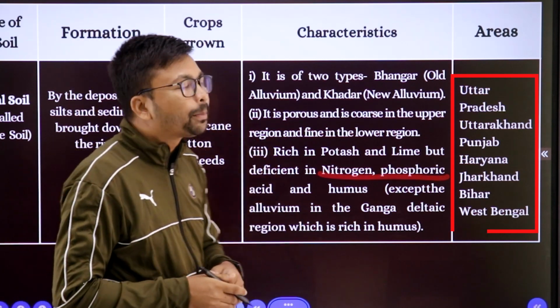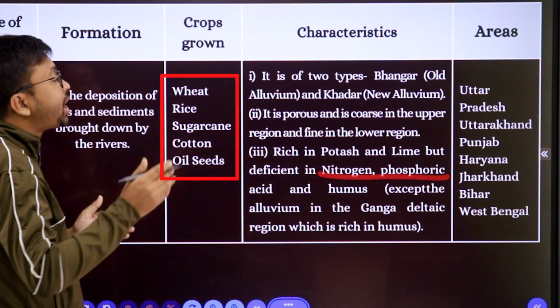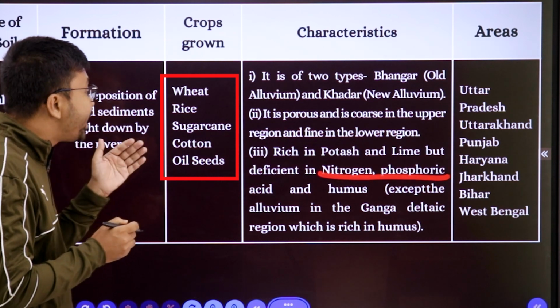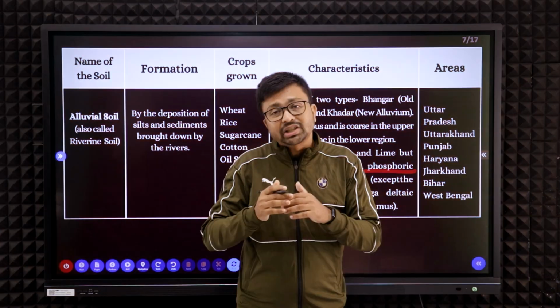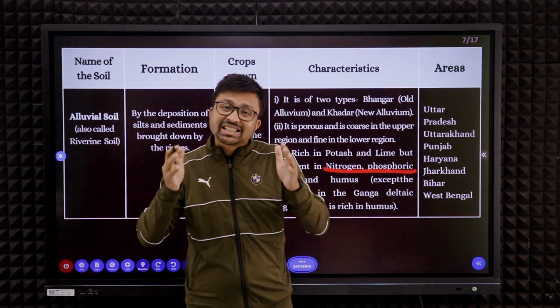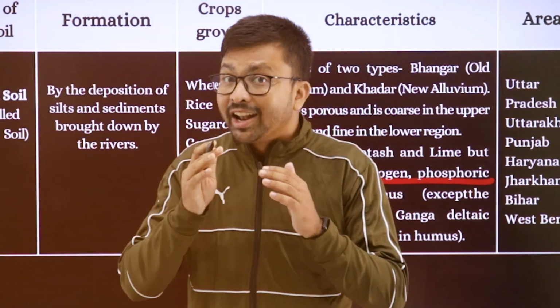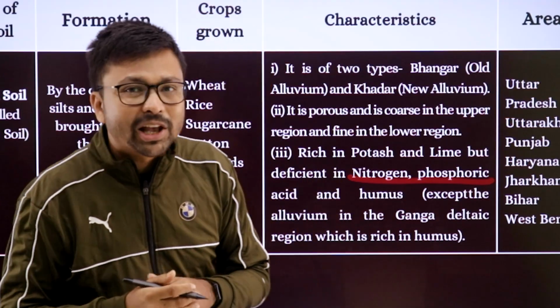Now the important part, it favors which type of crops to grow, that is wheat, rice, sugarcane, cotton and oilseeds. Those types of crops grow nicely in this soil. That's it about the alluvial soil.